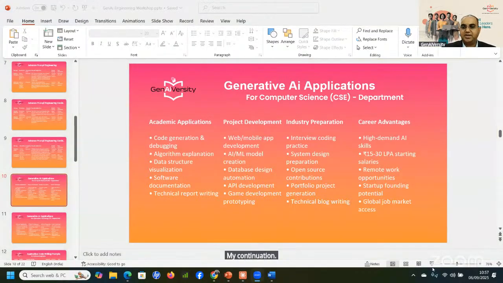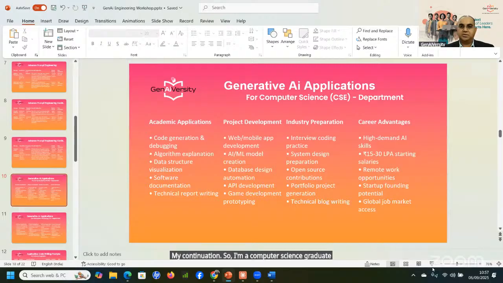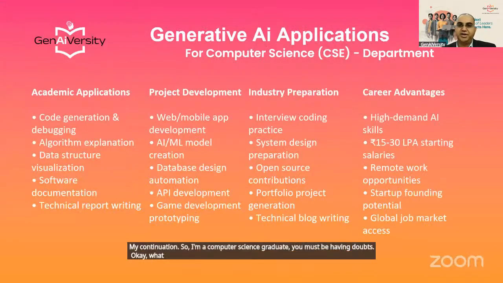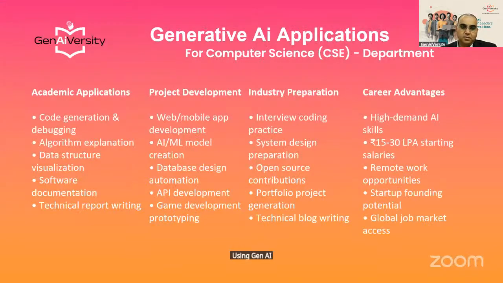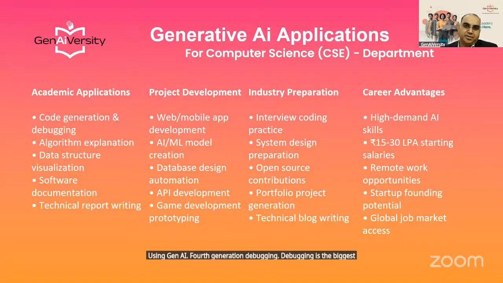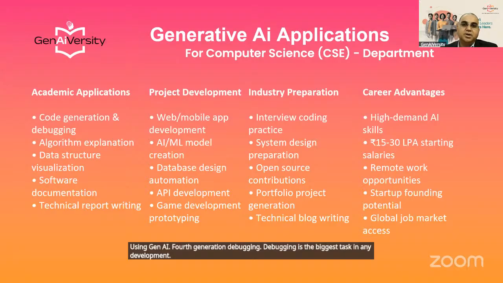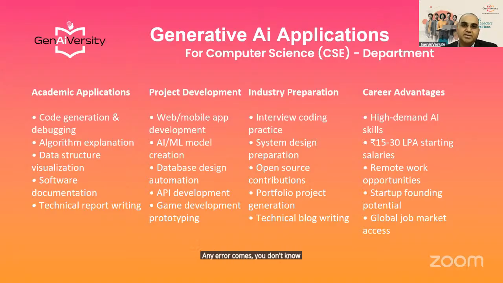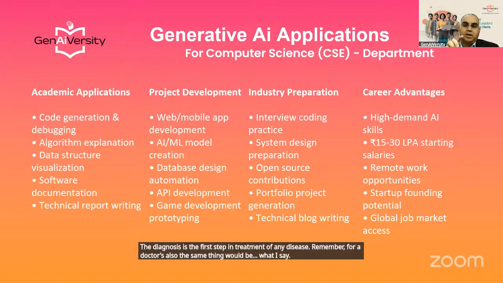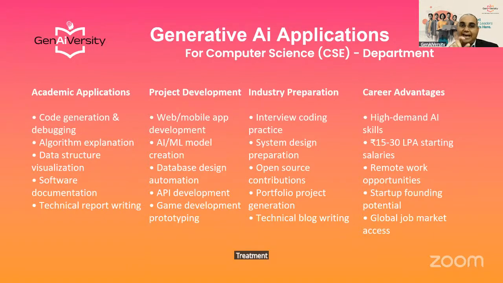So I'm a computer science graduate. You must be having doubts: what can I do using GenAI? Code generation, debugging. Debugging is the biggest task in any development. Any error comes, you don't know what the reason is. Diagnosis is the first step in the treatment of any disease. Remember, for doctors also it is the same thing. Treatment can be done by anybody, diagnosis is the first step. So debugging is nothing but diagnosing.